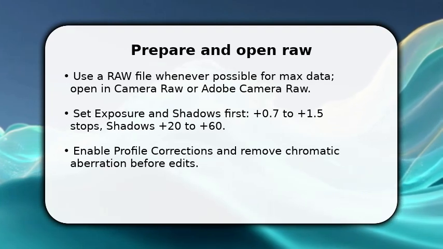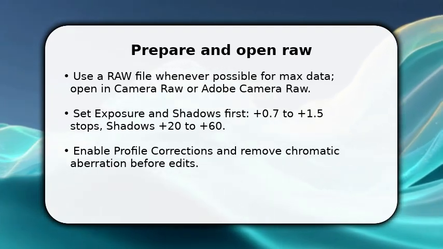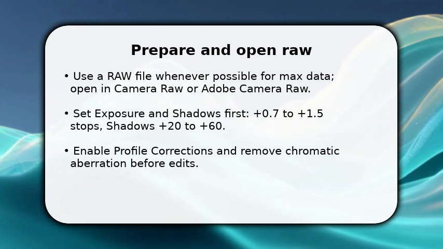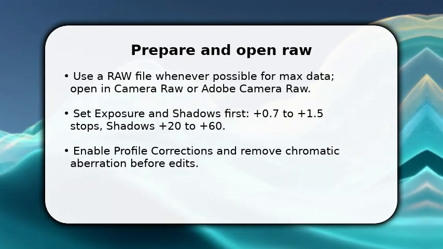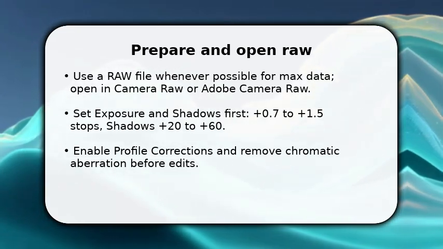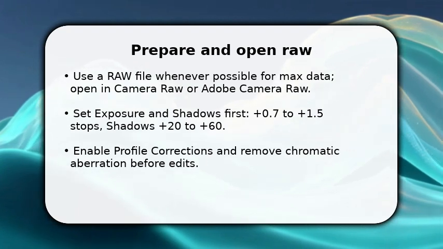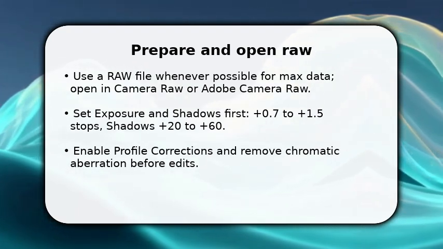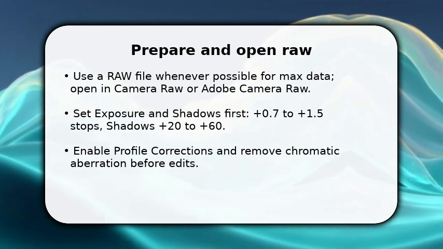You start with a RAW file because it preserves highlight and shadow detail. Open it in Camera Raw. First, increase exposure modestly and lift shadows, think +0.7 to +1.5 stops and shadows +20 to +60 to reveal detail without blowing highlights.